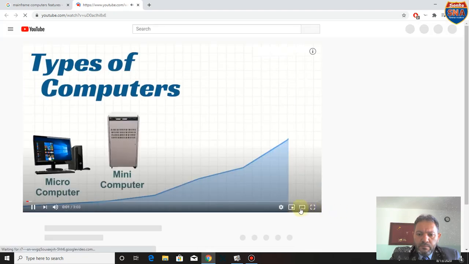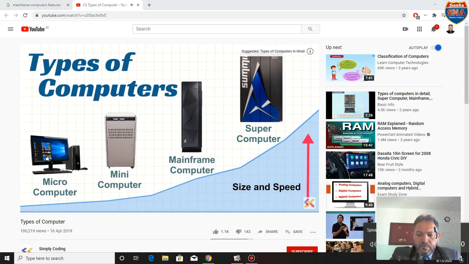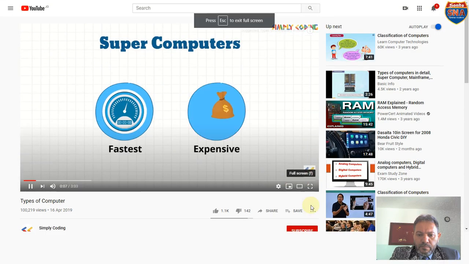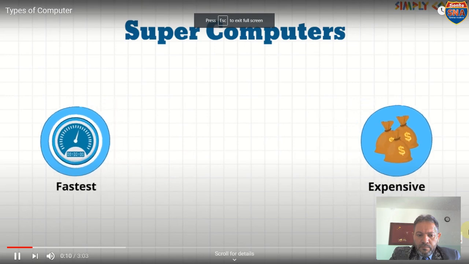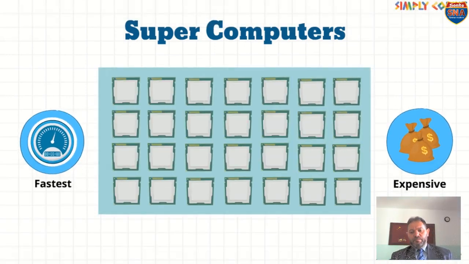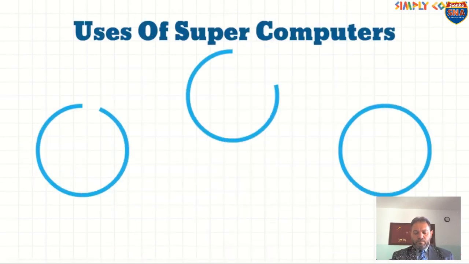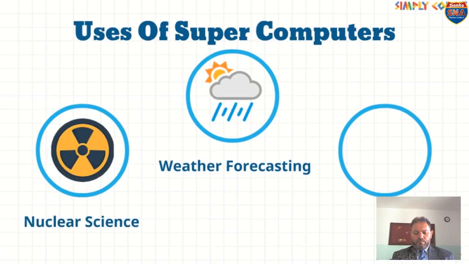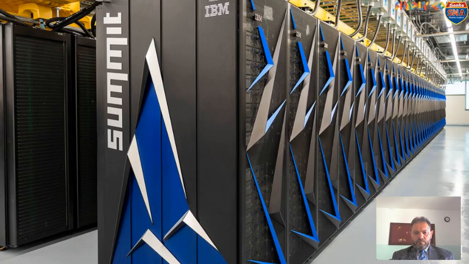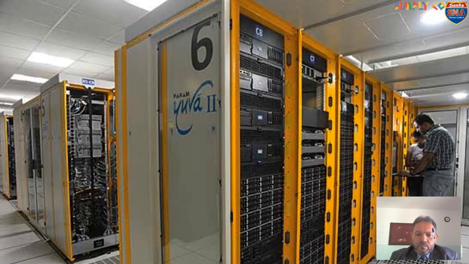Computers are classified into many types based upon their size and speed. The fastest and most expensive computers are supercomputers. They are large and have multiple CPUs, so can handle many instructions in parallel. They are used for complex calculations such as weather forecasting, nuclear science, rocket launching, etc. Some examples of supercomputers are Summit, Sierra, and Param made by C-DAC in India.